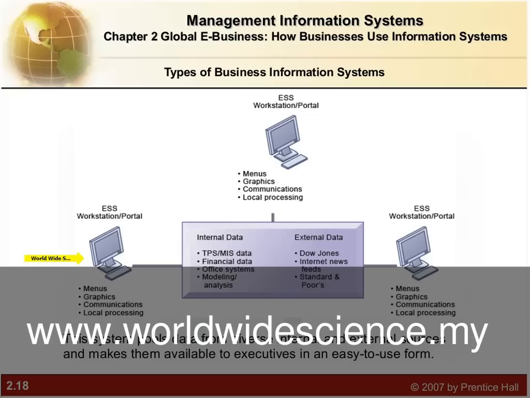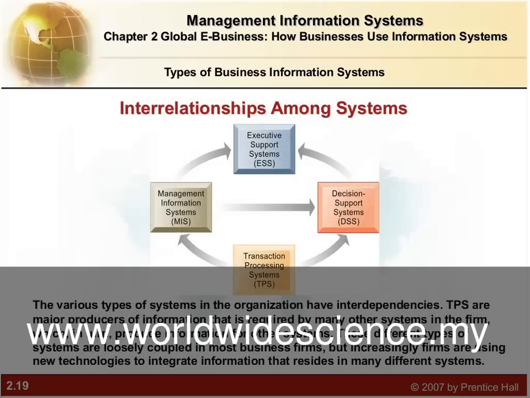Actually, the various types of systems in the organization have interdependencies. TPS are a major producer of information that is required by many other systems in the firm. As you can see here, TPS provides information to MIS and also to DSS. These different types of systems are loosely coupled in most business firms, but increasingly firms are using new technology to integrate information that resides in many different systems.